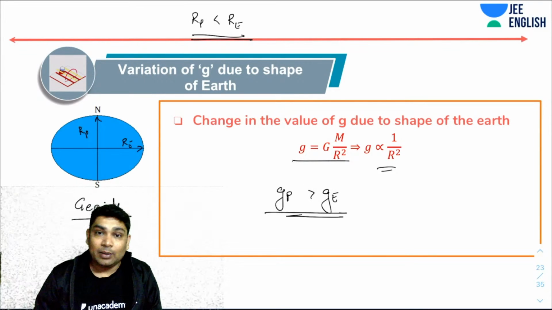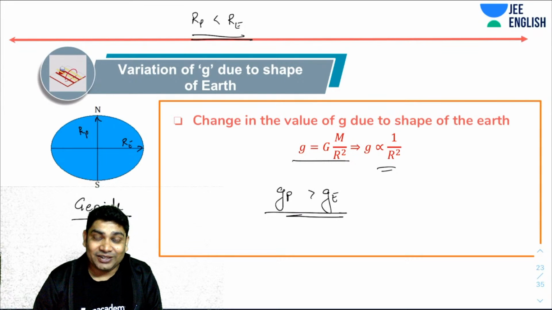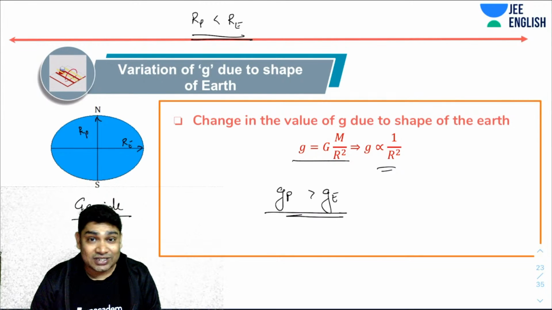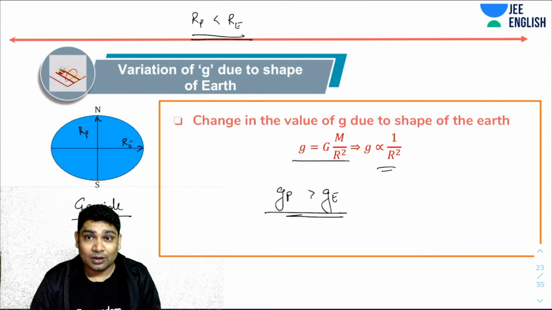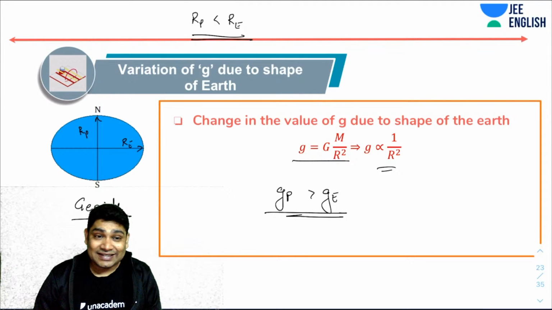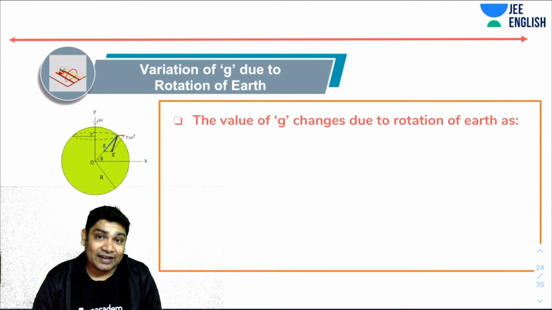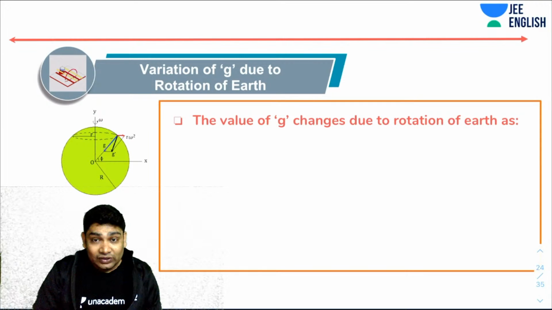Now you may have heard about this. You should know about this. The acceleration due to gravity at poles is higher than the acceleration due to gravity at the equator. Remember that. Now there is yet another factor affecting the value of g over the surface of the earth.